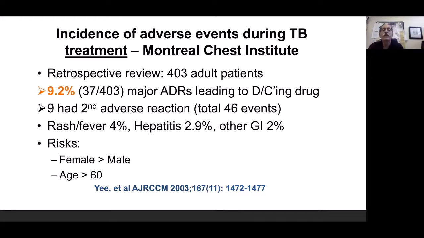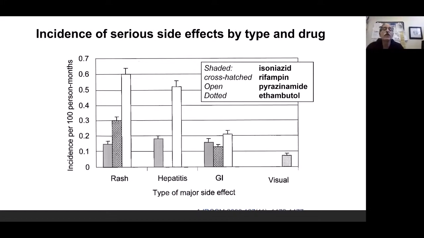This just shows you the type and the drug association, and these numbers vary in different studies, but in general, this is what they saw in terms of rashes. In this study, their biggest culprit was pyrazinamide, the open boxes here, as a cause of rash, followed by rifampin, and least was isoniazid. However, in our clinic, we see almost as much ethambutol cutaneous reactions as anything else.